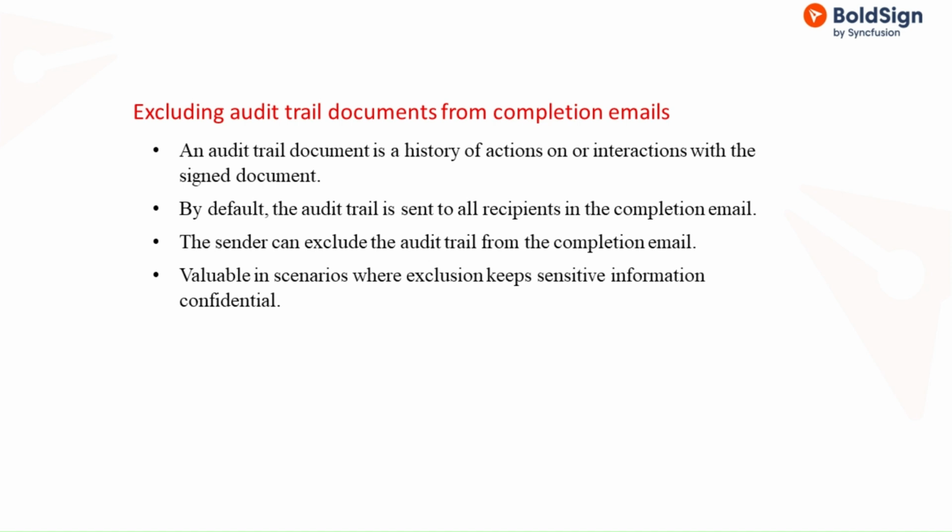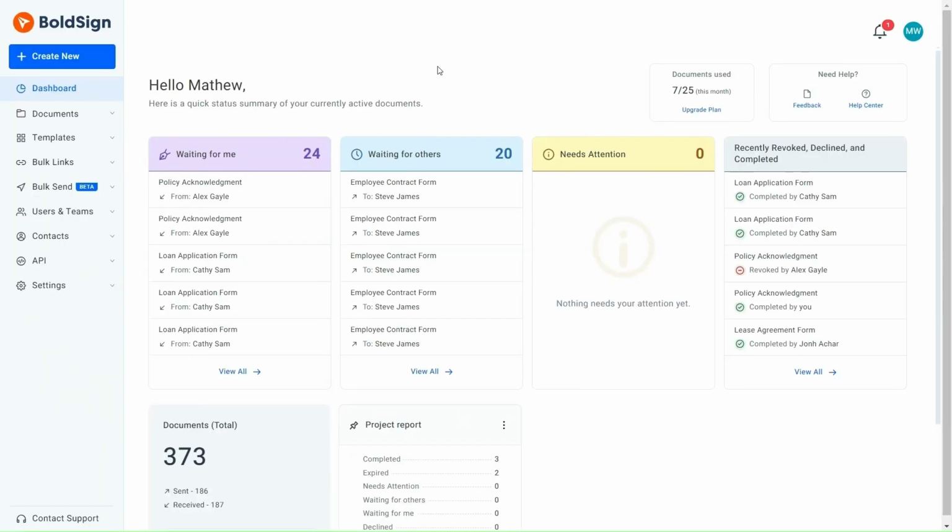This feature is valuable in scenarios such as legal settings, where sensitive information about the document review and approval process must be kept confidential. Let's consider a scenario where an HR manager is responsible for onboarding new hires for a company. The HR manager needs to send employment contracts to new employees for review and signature. To ensure privacy, the HR manager decides to exclude the audit trail document from the completion email. This hides the comprehensive tracking of the employment contract signing process from the new employees. Let me demonstrate how the HR manager would do that.